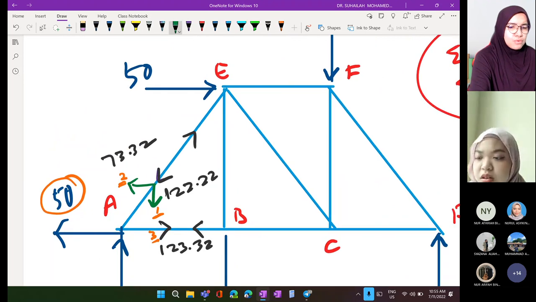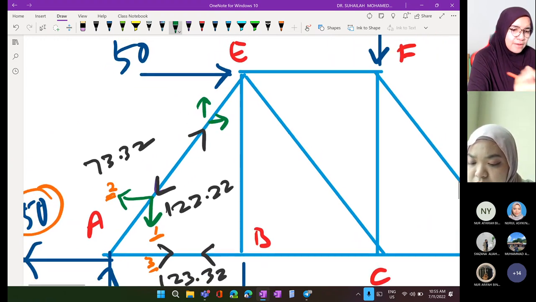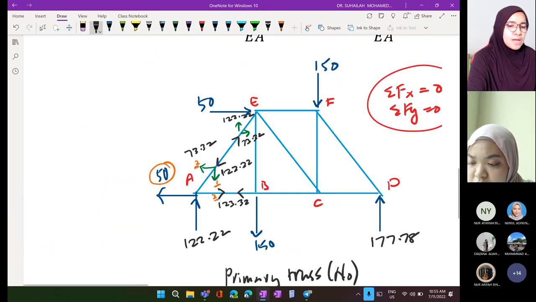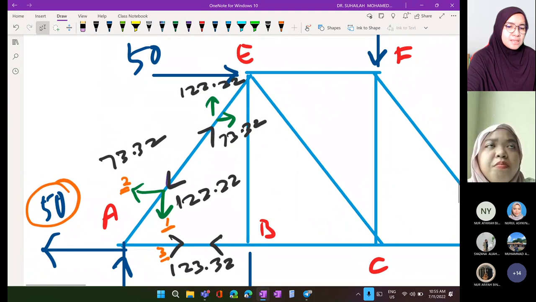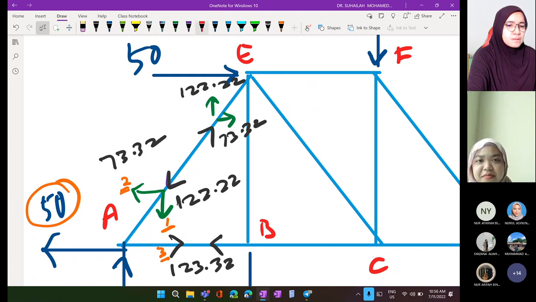You have to practice this. This one is opposite. Opposite means at E we have 122.22 for the Y value and for the X value 73.32 as well. So that is for AE and AB. The value for AE is the hypotenuse, with 73.32 and 122.22. Can you find the hypotenuse first?